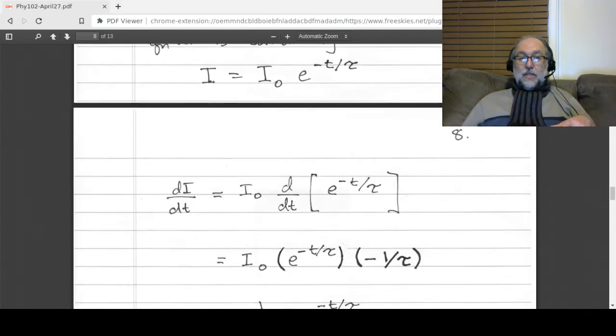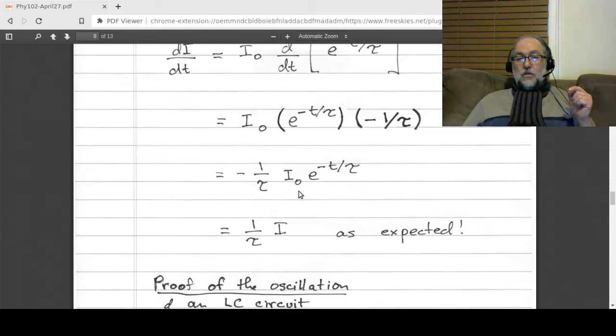And if you differentiate this in exactly the same way as above, I naught is a constant, it comes out in front, and we differentiate the e to the minus t over tau. When we differentiate with respect to the entire argument, that just gives us back the e to the minus t over tau, because when you differentiate Euler's constant to its exponent, you just get Euler's constant to that exponent back again. But then when you differentiate the minus t over tau with respect to t, you get minus 1 over tau, like that.